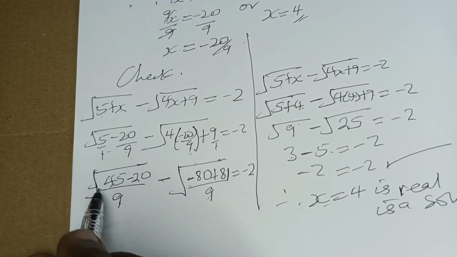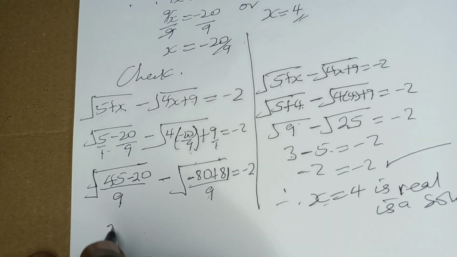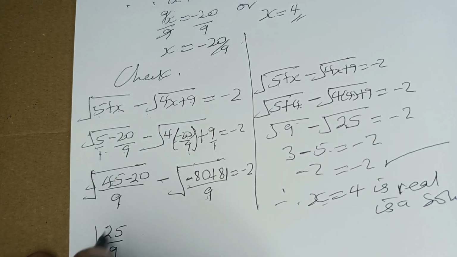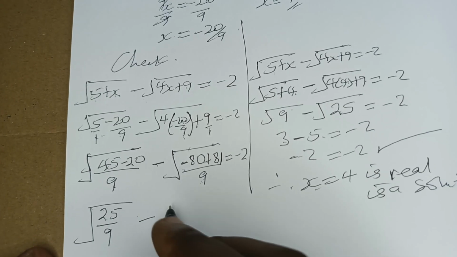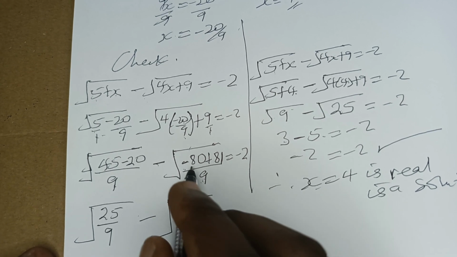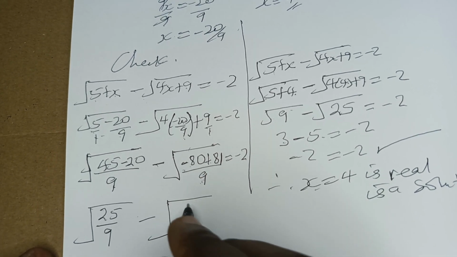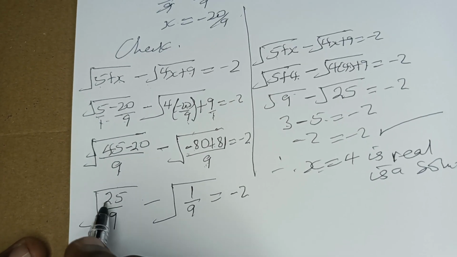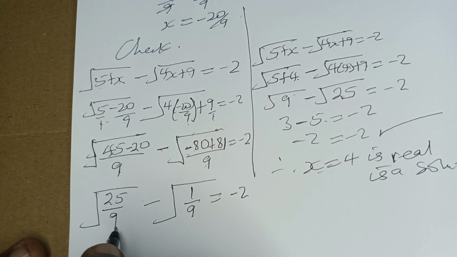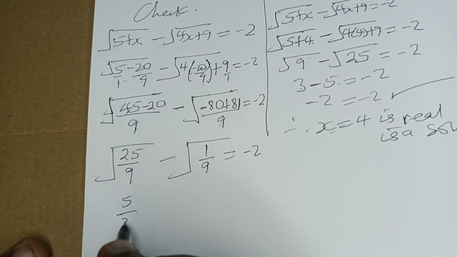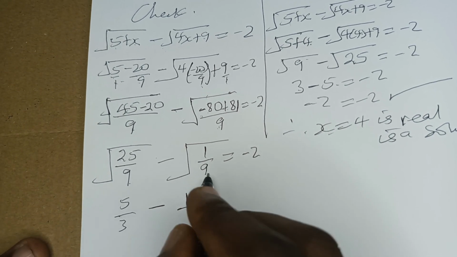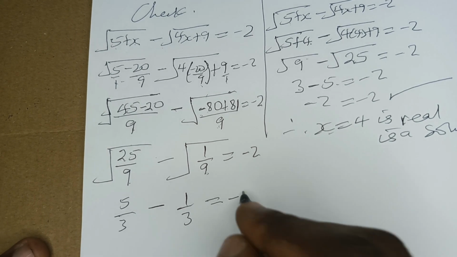Alright, so here, 45 minus 20 should be 25, so 25 over 9. We still have our square root intact. Minus, now, minus 80 plus 81 should be 1 over 9, must give us minus 2. Square root of 25 is 5. Square root of 9 is 3. Minus square root of 1 is 1. Square root of 9 is 3. Is equal to minus 2 now.